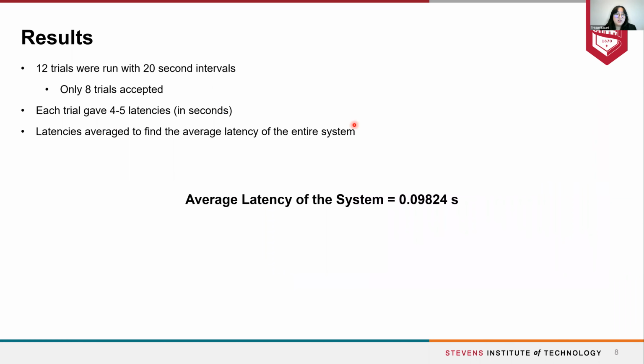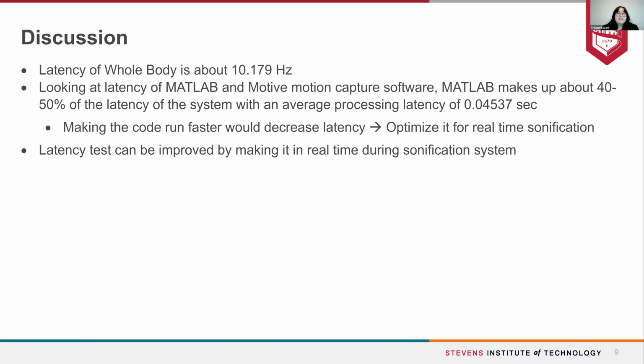With this method, 12 trials were run with 20-second intervals, but only 8 trials were accepted. Each trial gave about 4 to 5 latencies, and the latencies were averaged to find the average latency of the entire system, with the system latency being 0.09824 seconds. That gave it a frequency of about 10.179 hertz.